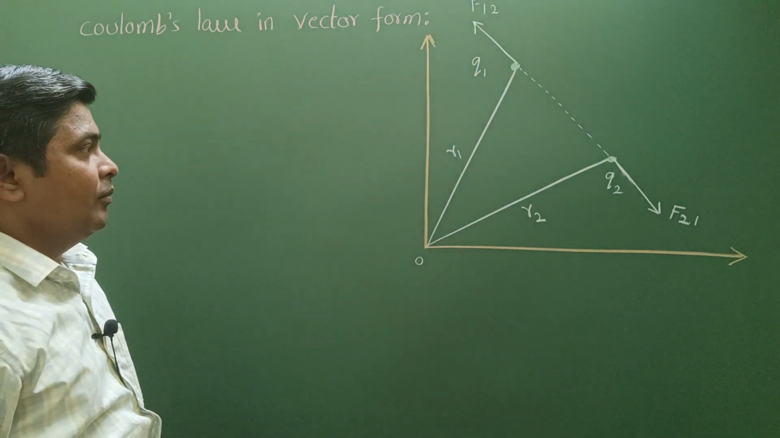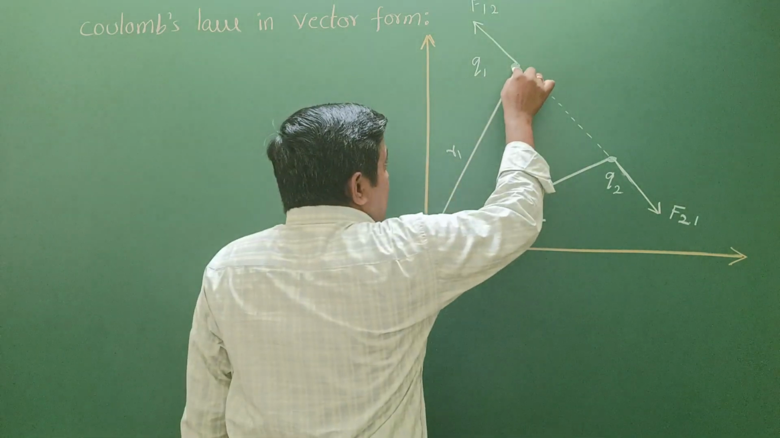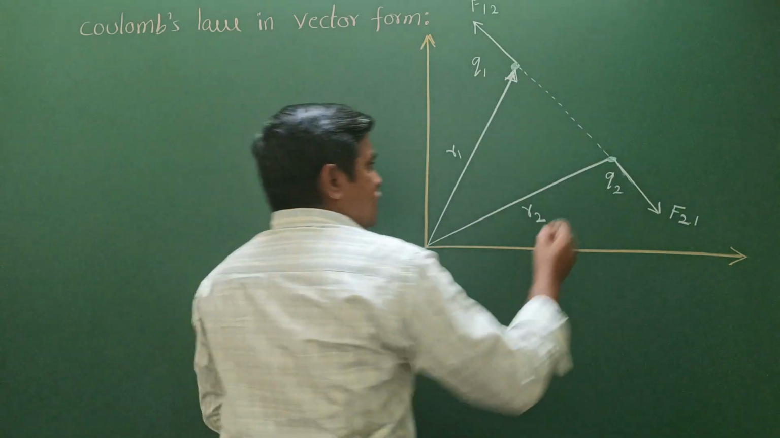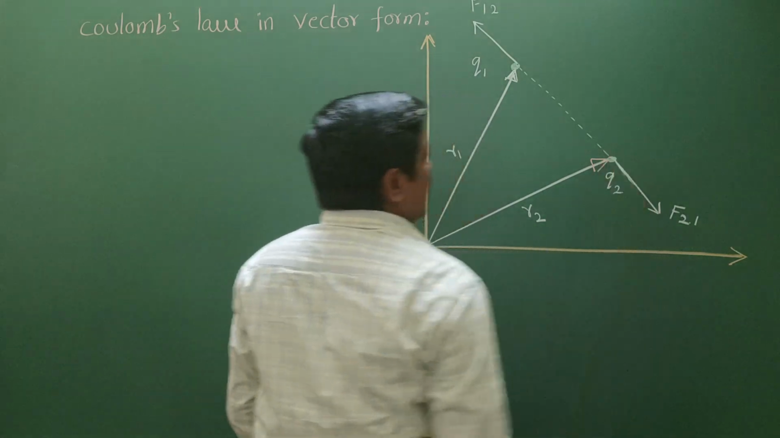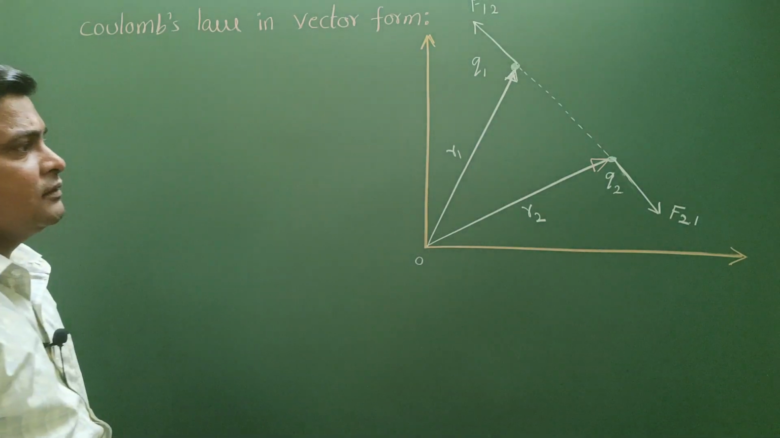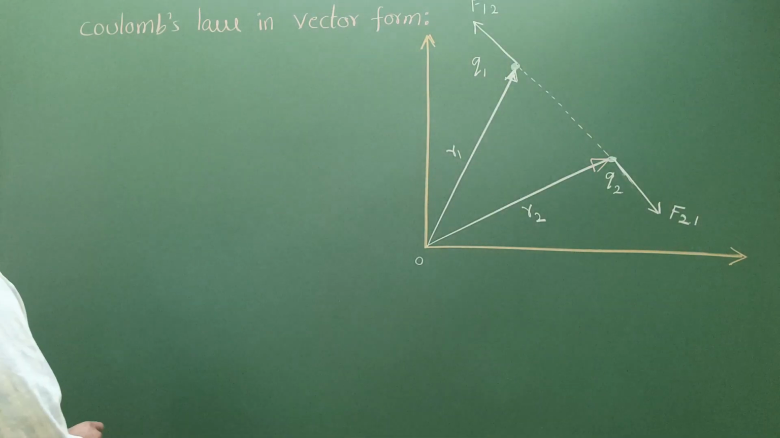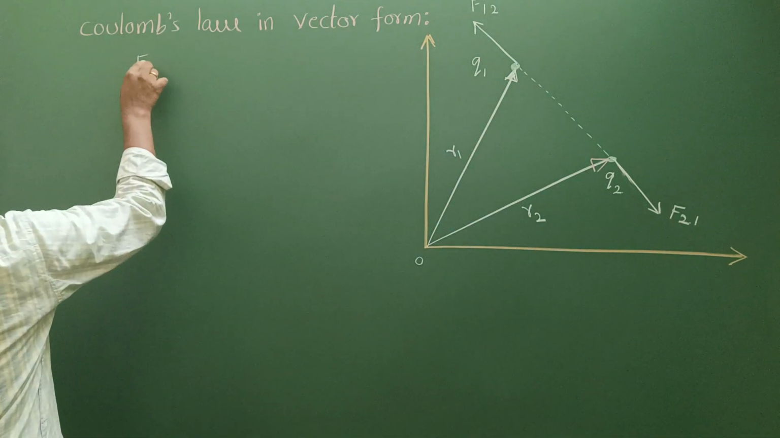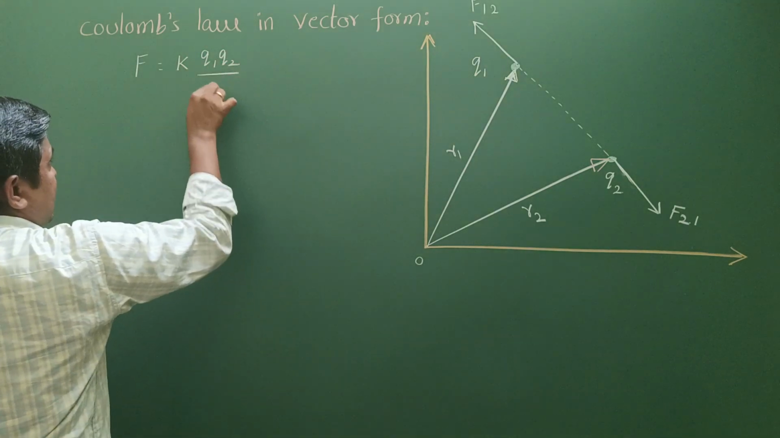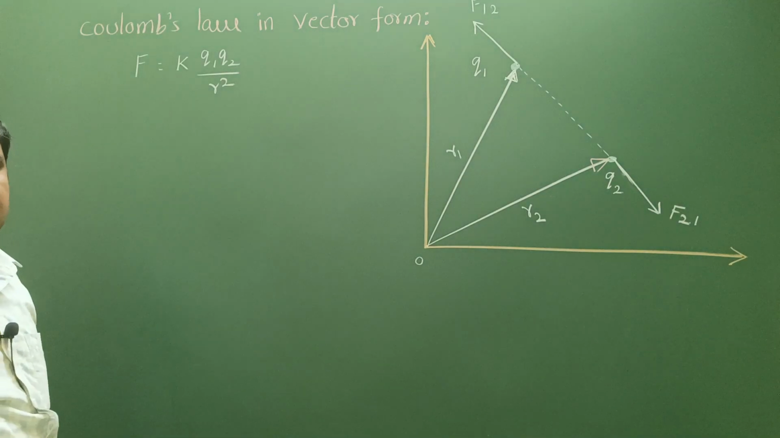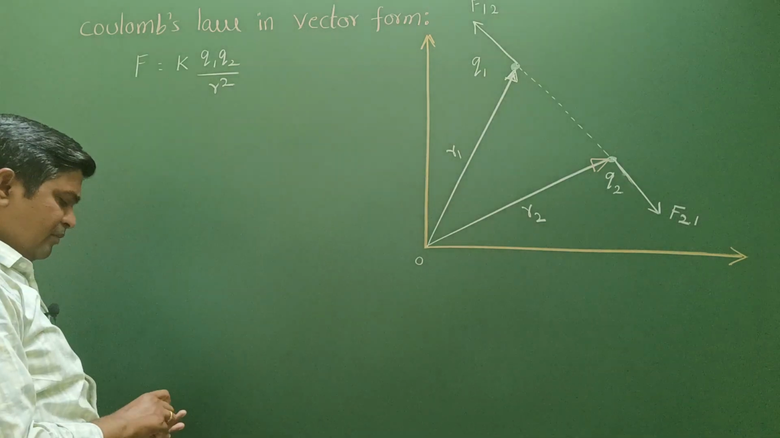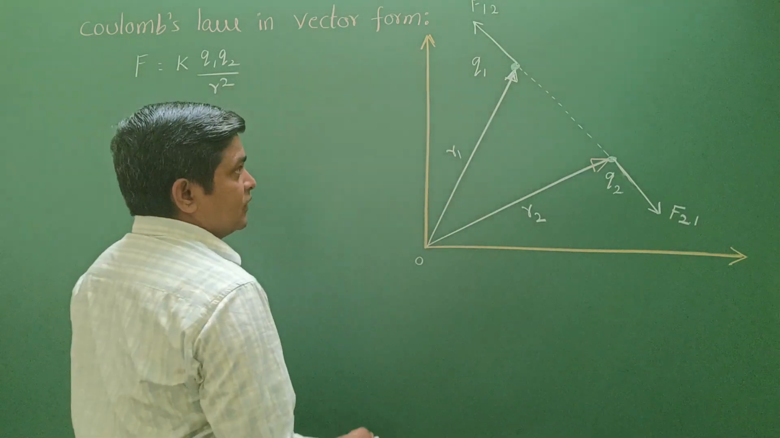But if you are talking about vectors, surely it is talking about direction also. What is the direction of r1? This. What is the direction of r2? This. What is the distance between q1 and q2? Because Coulomb's law always deals with F equals k q1 q2 by r square, where r is the distance between the two charges. So what is this r square? That is very important to understand, because it is in vector form.